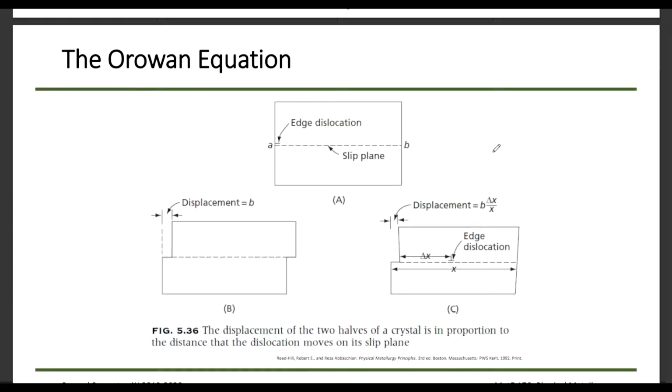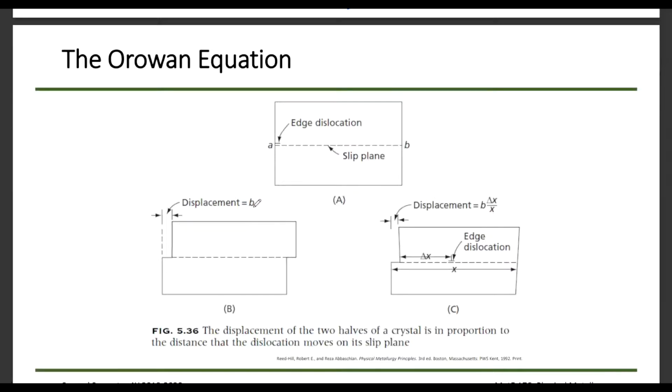It has to move along a slip plane. If it moves along a slip plane, then for example, it has fully displaced from one location. Your dislocation went fully displacing the crystal, then you will have a displacement that looks like this. So you have a displacement equal to the Burgers vector B.